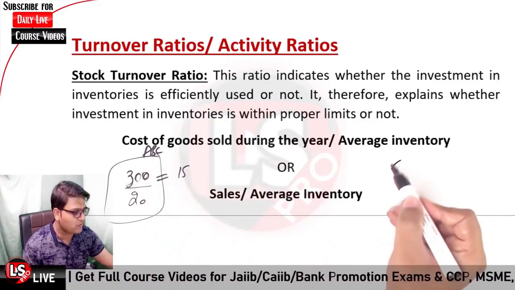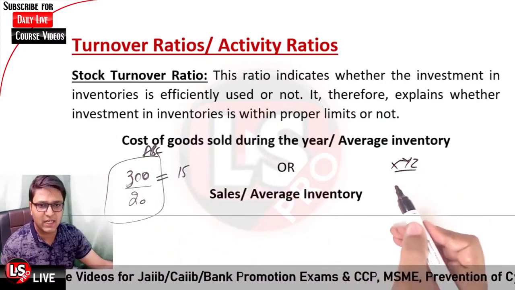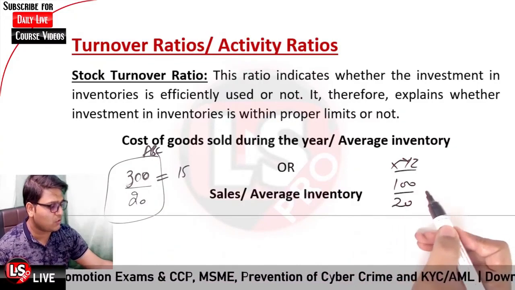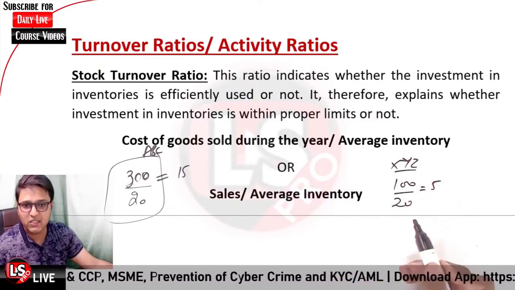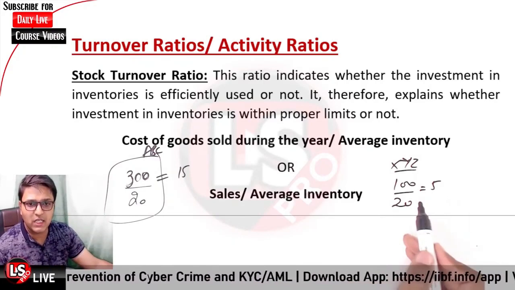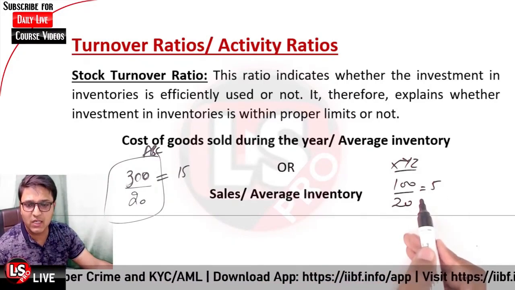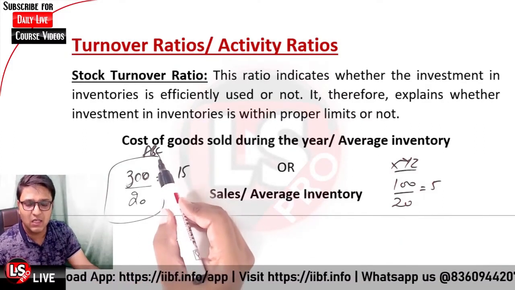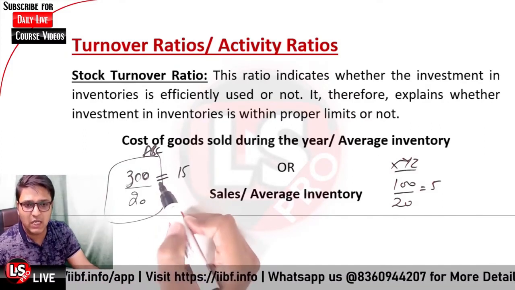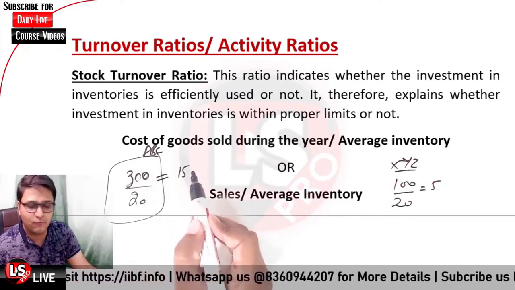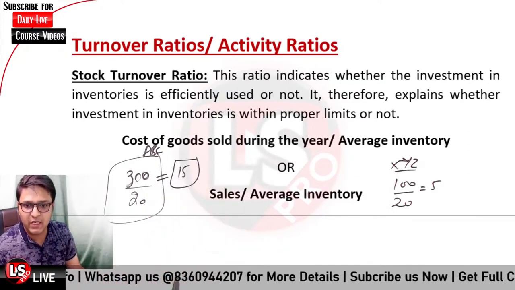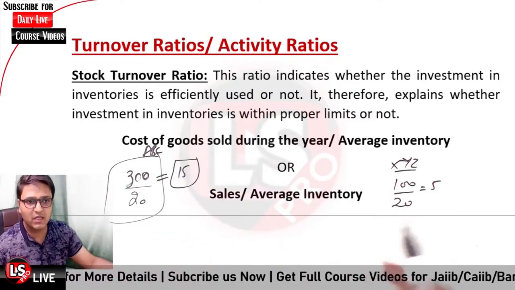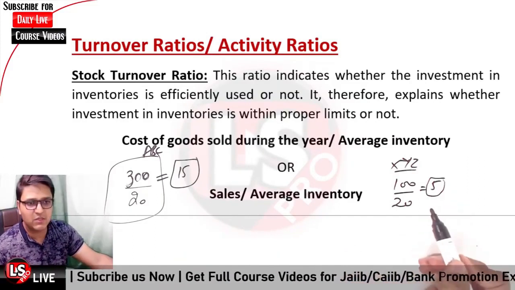Now consider the case of the XYZ firm, in which the sales are equal to 100 and the average stock was equal to 20. In that case it is equal to 5. If we compare these two, in the case of firm ABC, the firm was able to replace its stock 15 times. But in the case of firm XYZ, its stock was replaced only 5 times.